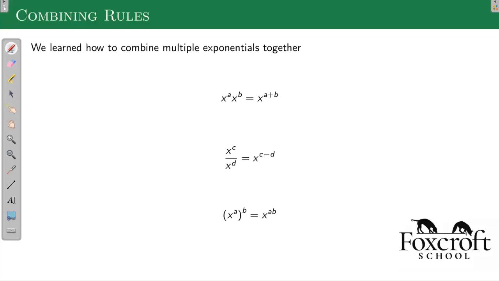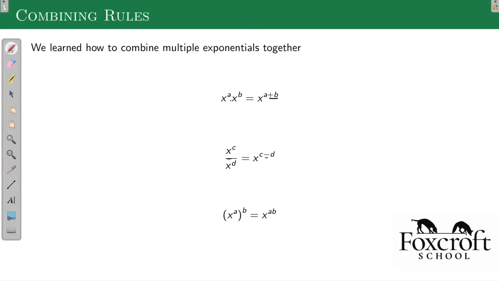First, we started with when exponents are being combined together. If you multiply, you add the exponents. If you divide, you subtract the exponents. If you have a double exponent, that's when you multiply. That's how we combine two things into one.